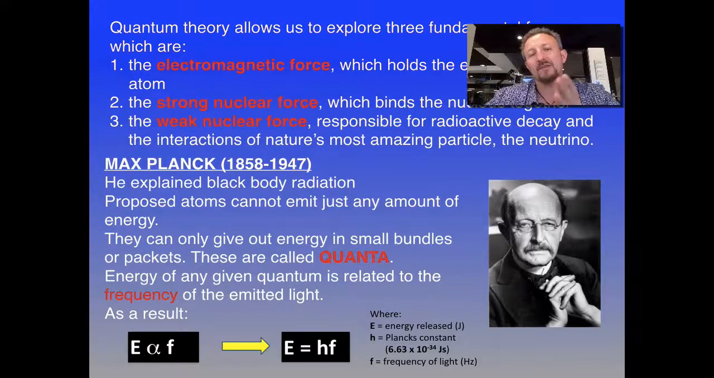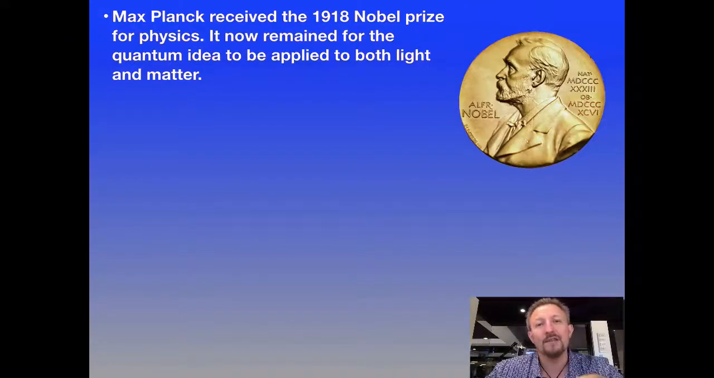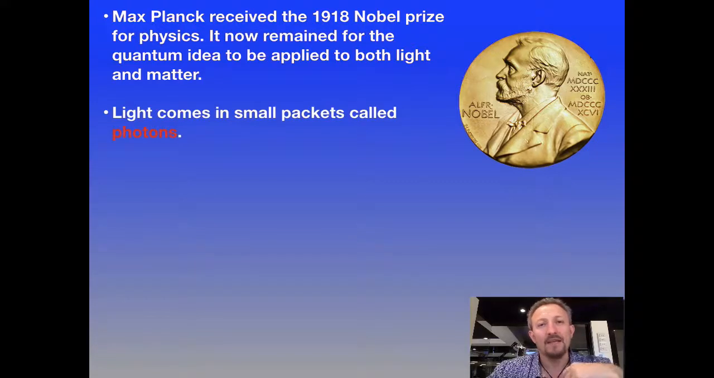From that, using Planck's constant and the frequency of light, we're able to ascertain what the energy is for each frequency of light in any form of the electromagnetic spectrum. For this, in 1918, Max Planck received the Nobel Prize for physics for his quantum idea on both light and matter. Light was given the idea of being made up of particles, and these particles were called photons.